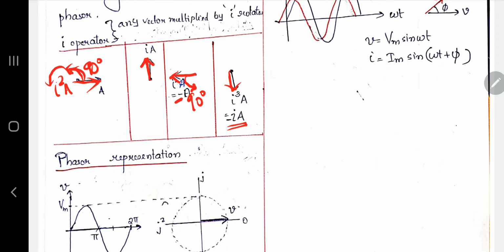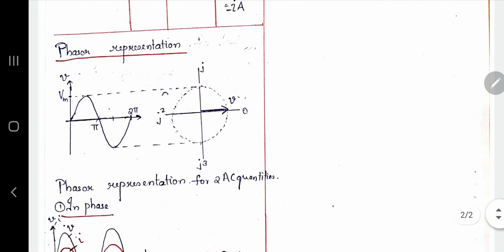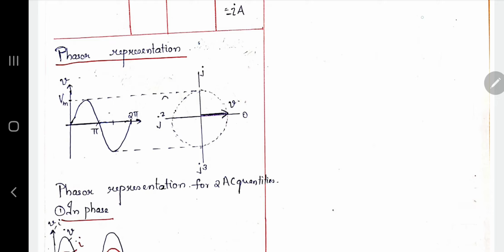Using this I operator only, we can study what is phasor representation. So let us move into the phasor representation. Phasor representation of an AC quantity. This one is the waveform which we have already studied. In the time domain, how can we draw the waveform? That we have already studied.